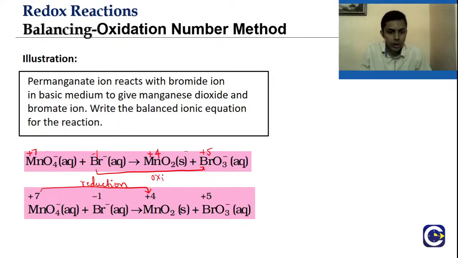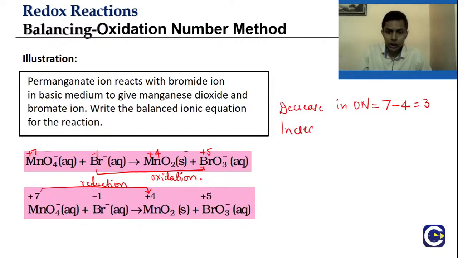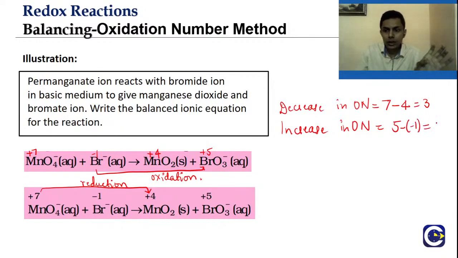So this one is oxidation and the below one is reduction. Now you try to balance this. Just tell me what will be the decrease in oxidation number? There is no reply. Try responding. Okay, so the decrease in oxidation number, plus 7 to plus 4, is 7 minus 4, 3. And the increase in oxidation number, the difference is how much? Minus 1 becomes plus 5, so 5 minus of minus 1 is 6.